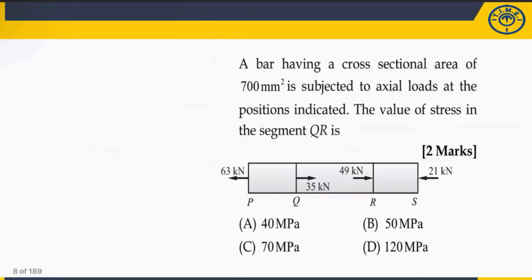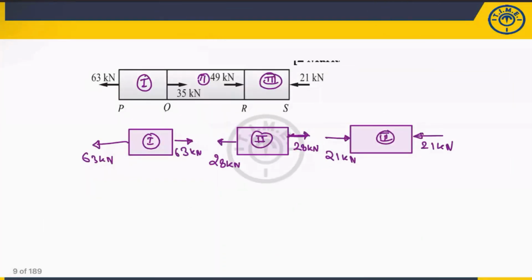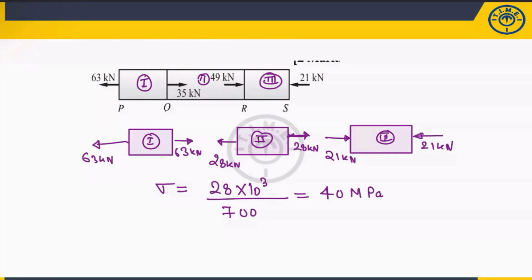But what you have to calculate? You have to calculate the stress value. What is the value of stress? The stress is nothing but the force per unit area. That means 28 into 10 to the power of 3 divided by the area, which is 700. So what is this value? 40 megapascal. Very good, Jagan. Your answer is correct, 40 megapascal.